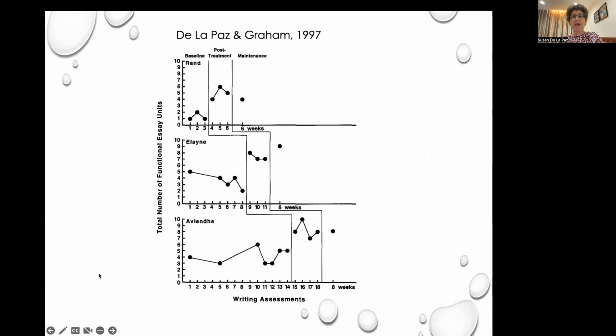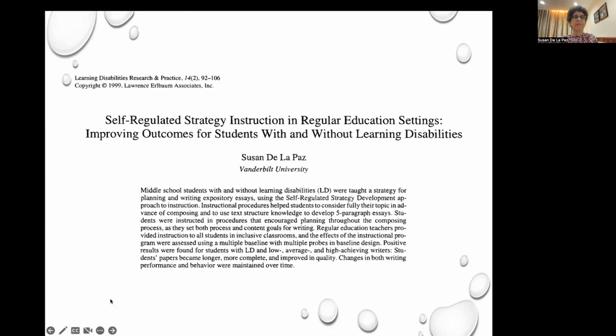So back in the day, before What Works Clearinghouse asked researchers to have longer baselines, it was okay to have the first baseline be 3 data points and not 5 as it is now. So this is a graph, which is the multiple probe and multiple baseline, and you're looking at 3 students with baseline after treatment and maintenance 6 weeks later. So those were writing assessments, and we'll go on.